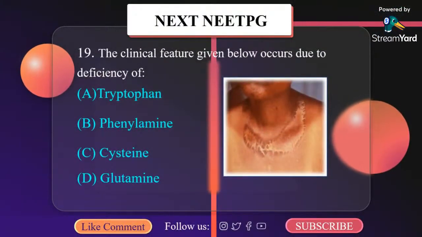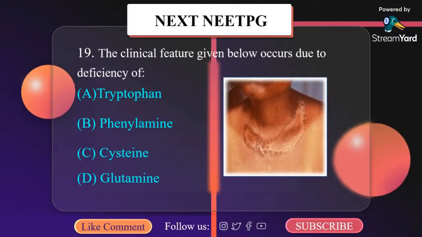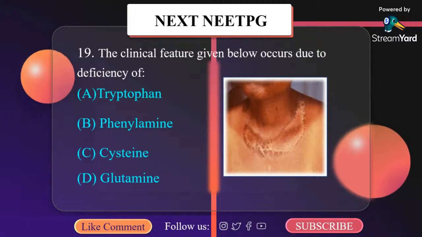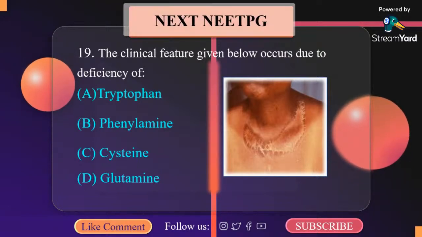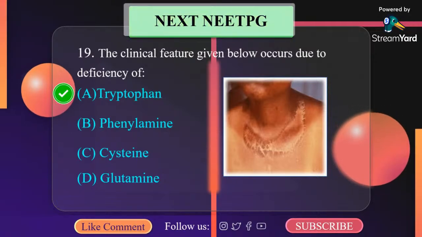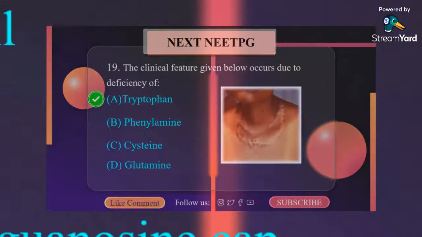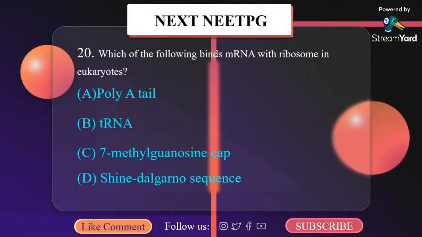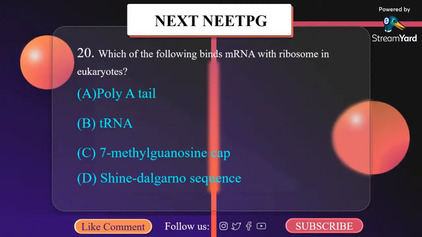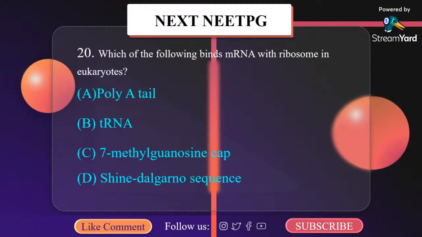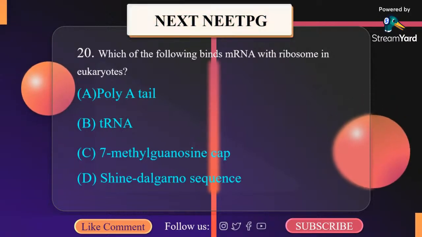The clinical feature below occurs due to deficiency of C. It is Casal's necklace. The four options are tryptophan, phenylalanine, cysteine, glutamine. It is tryptophan. Which of the following binds to mRNA with ribosome in eukaryotes? A, poly A tail; B, tRNA; C, 7-methyl guanosine cap; D, Shine-Dalgarno sequence. It is the 7-methyl guanosine cap.